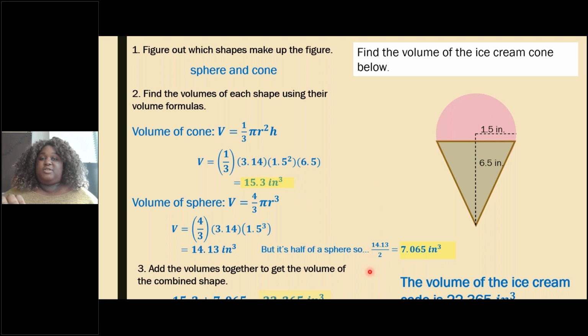So sometimes you may have an extra little step, but the same way we solve the problem is not going to change. You still figure out the shapes that you need. We find the values of each shape using their formulas. We may have an extra step in there depending on how the figure looks. We add the volumes together, and that'll give us the volume of the entire shape. Give you a minute to look that over. Okay, let's go on.